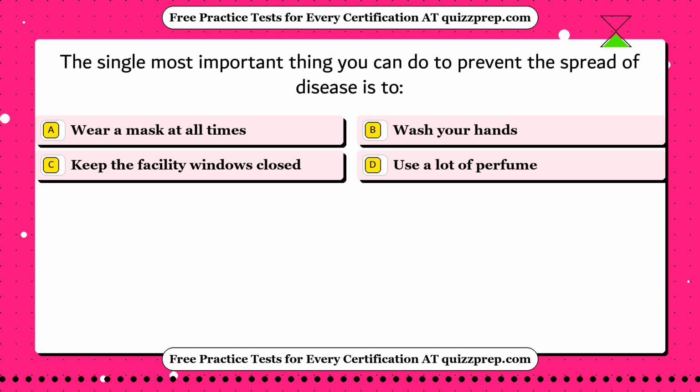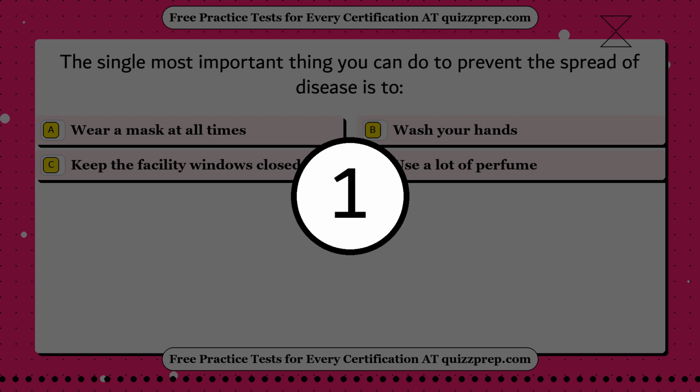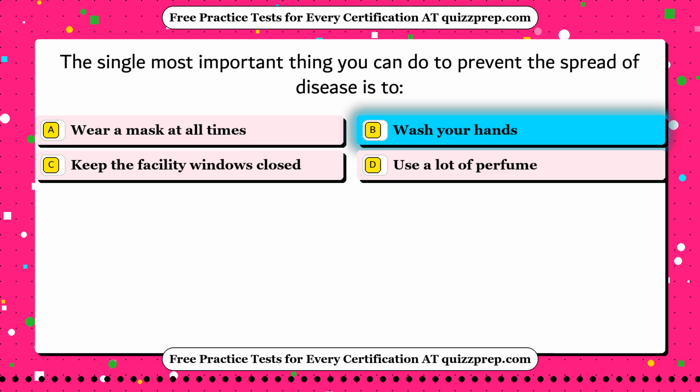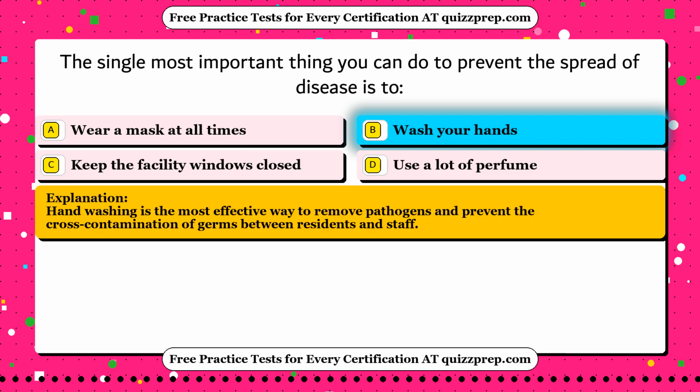Question 85. The single most important thing you can do to prevent the spread of disease is to: Option A, wear a mask at all times. Option B, wash your hands. Option C, keep the facility windows closed. Option D, use a lot of perfume. The correct answer is option B, wash your hands. Hand washing is the most effective way to remove pathogens and prevent the cross-contamination of germs between residents and staff.